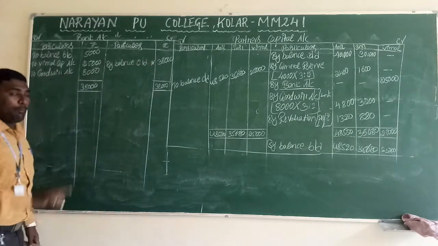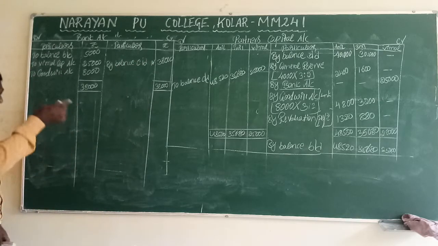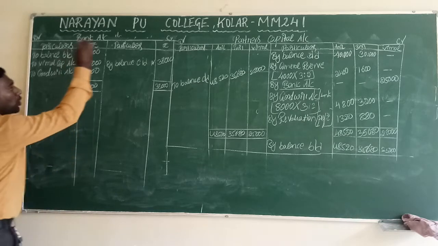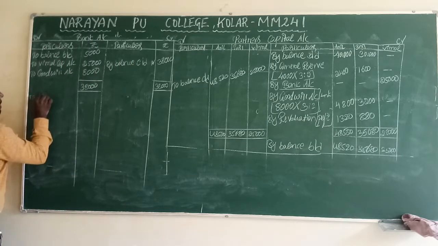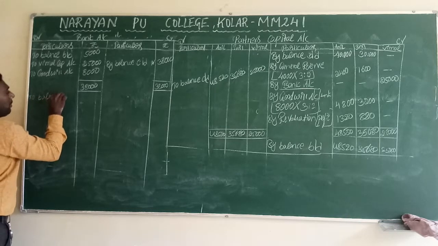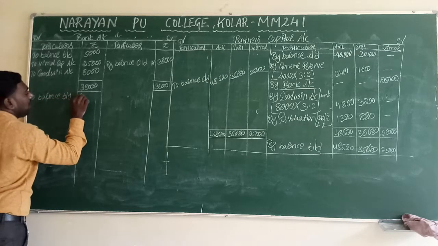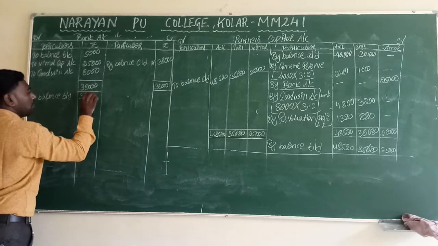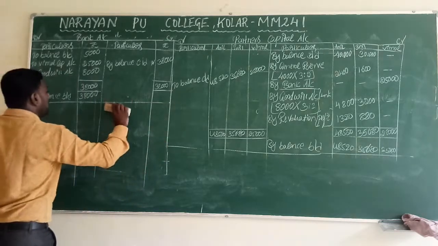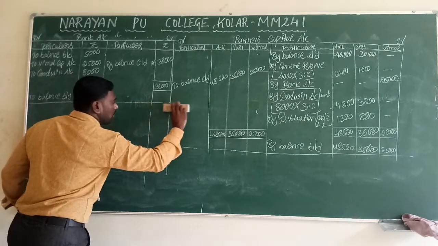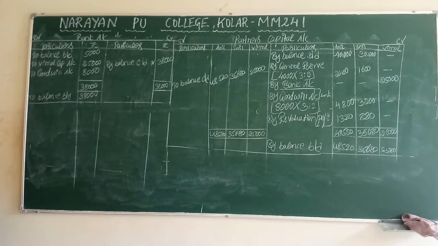Here also the bank account will never close. We have to continue the account. So the closing balance will be transferred to next year as balance brought down. The same value, 38,000. Sometimes the value may differ, and we have to record the differing value also. The third account is also completed. Next, the fourth account they have given, that is the goodwill account, we have to prepare.